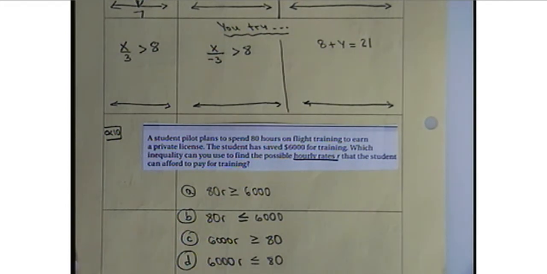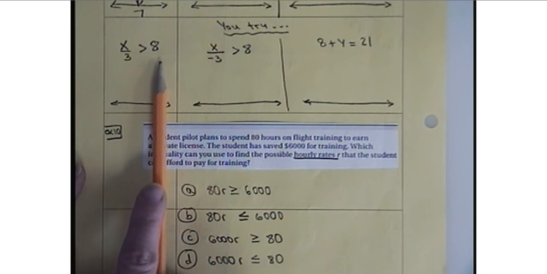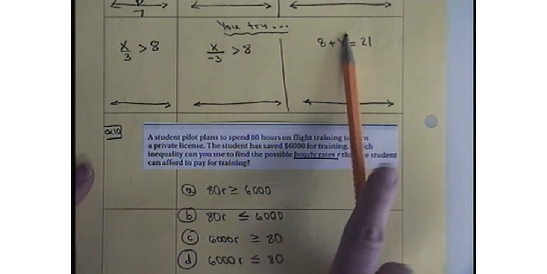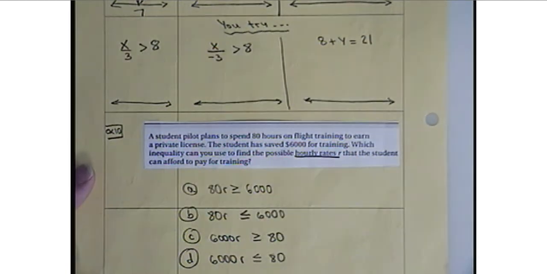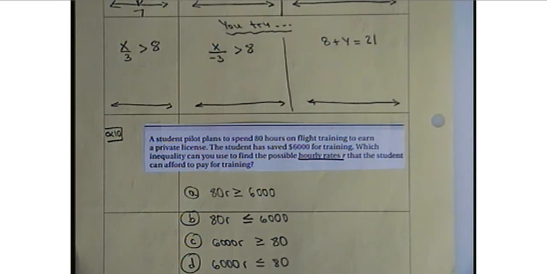So just following the previous three examples that we did, I want you to try on your own and be careful. First example here is x over 3 greater than 8. Then I have x over negative 3 greater than 8. Then I have 8 plus y equals 21. So please try this on your own and be careful with the symbol that states which one is inequality, which one is equation, which one we need to flip the sign, which one we don't need to flip the sign. So please pause the video and try on your own.